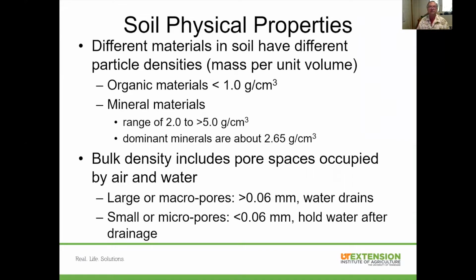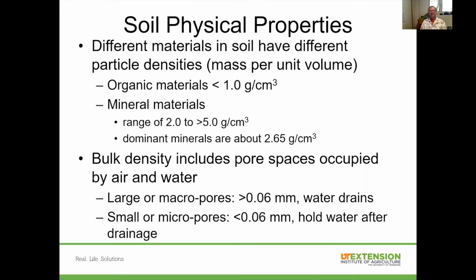Switch gears quickly, let's talk about some soil physical properties. The soils, as we mentioned, are dominated by a number of mineral particles, as well as organic materials. These are going to have different densities. The density, the mass per unit volume, of organic materials is much, much less, on the order of less than 1 gram per cubic centimeter, compared with some of the minerals that we find, which typically are in the range of 2 to 5 grams per cubic centimeter, with the dominant being around 2.65 grams per cubic centimeter.